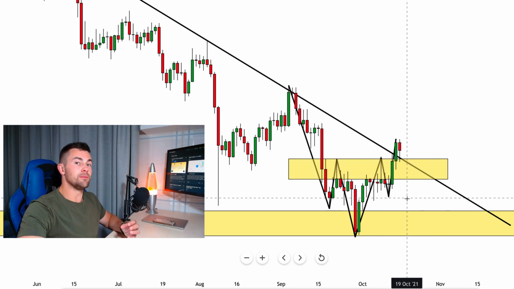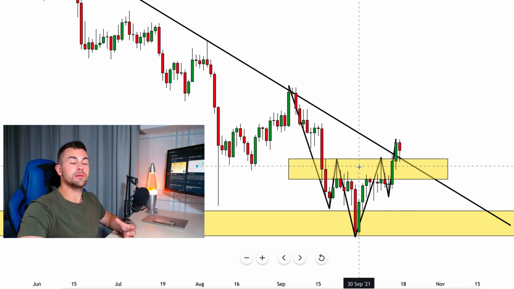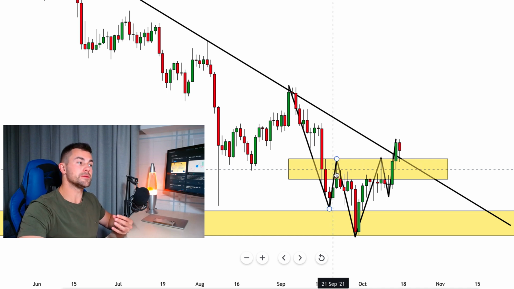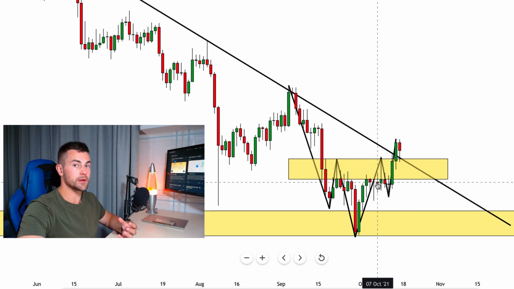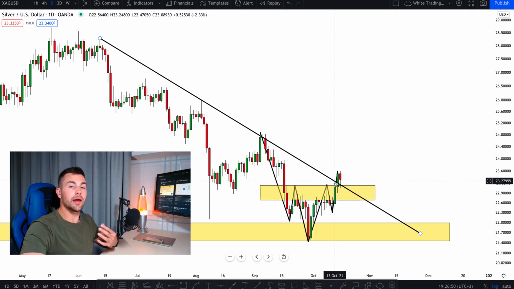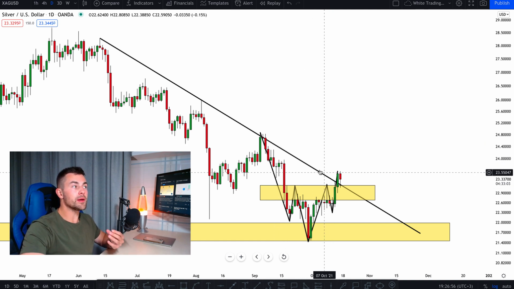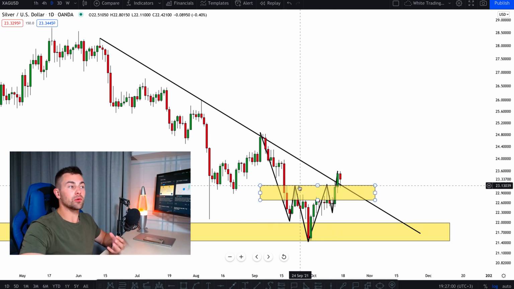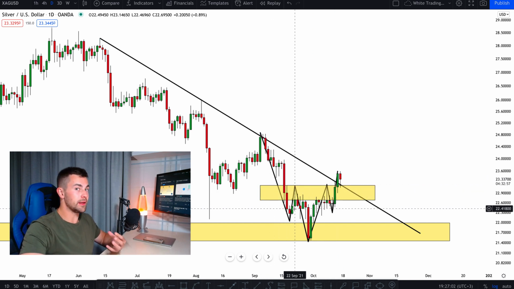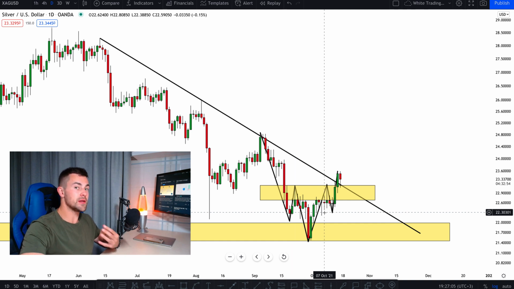That neckline is important because just in the recent past, sellers were willing to sell from that neckline. You can see multiple bearish reactions from that. And actually right here, what happened on silver? We got a double breakout. We got the breakout of that major falling trend line, and also the breakout of that horizontal neckline. Yes, and it is a very important clue for us to consider.